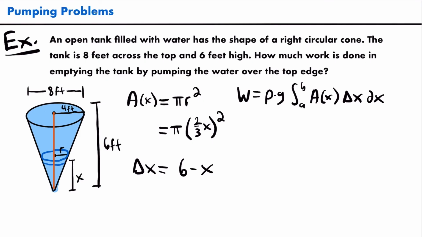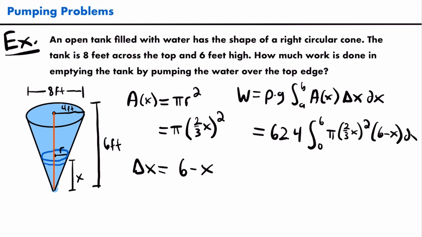So we can now finally set up this definite integral, and we will have that the work is equal to the weight density of water, which is 62.4, since we're working with feet, or the US customary units, times the integral from 0 to 6 of the cross-sectional area, which is pi times 2/3 times x, squared, times delta x, which is 6 minus x, times dx.